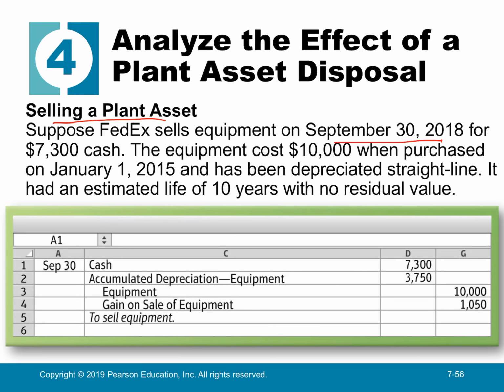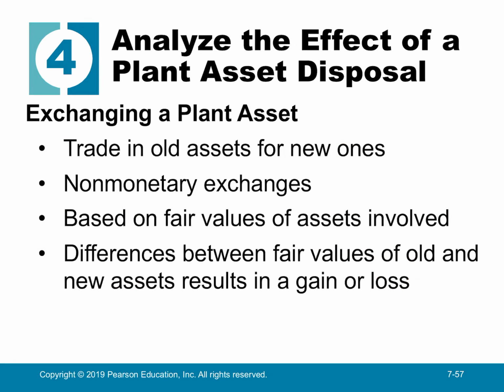So let's look at selling a plant asset. Suppose FedEx sells equipment September 30th for $7,300 cash, all the same exact details, right? What is the journal entry now for this example that we just did to sell it? Well, we got cash of $7,300. We have to write off accumulated depreciation. We have to write off the equipment at our historical cost. As you can see, this adds up to $11,050. This only adds up to 10,000, so the plug is our gain on sale of equipment.